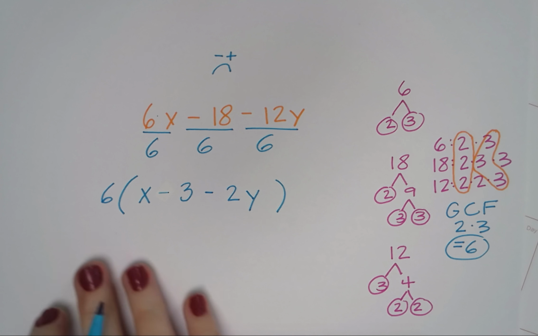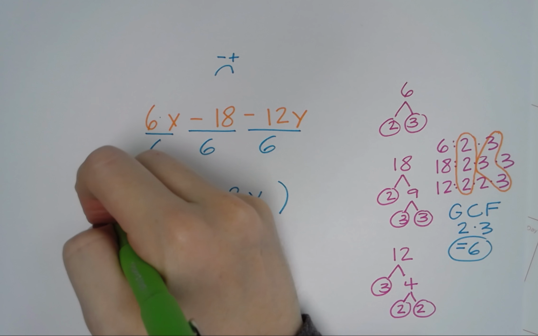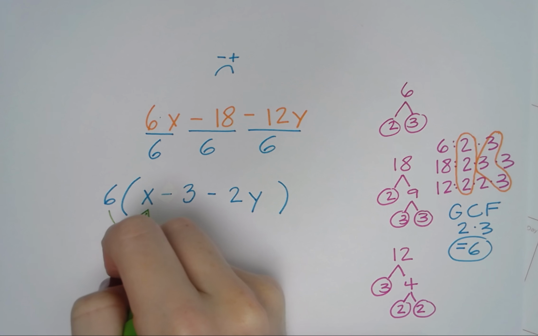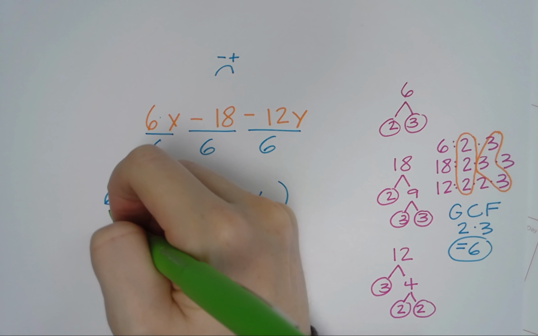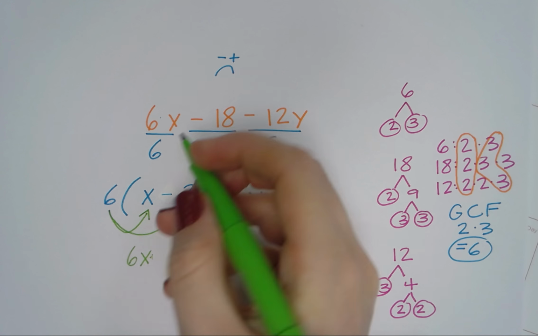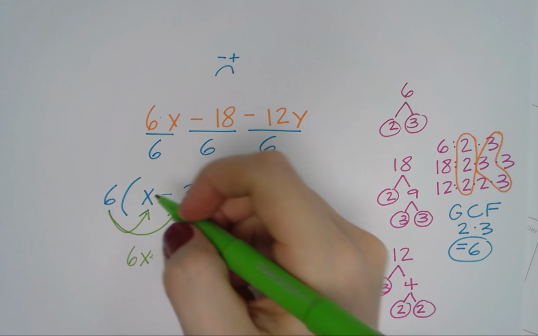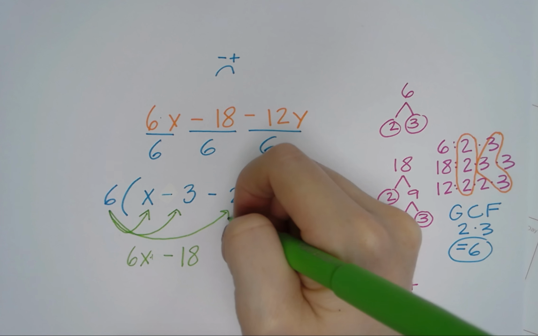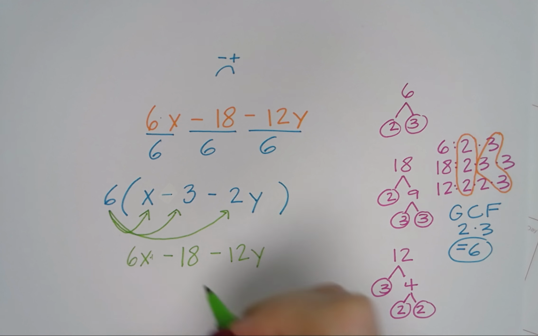So now if I were to distribute the 6, essentially doing the reverse, just to check my work, 6 times x is 6x. Those are the same, so we're good. 6 times negative 3 is negative 18. The same, so we're good. 6 times negative 2y is negative 12y. So we're good. So those two match and we are all set.